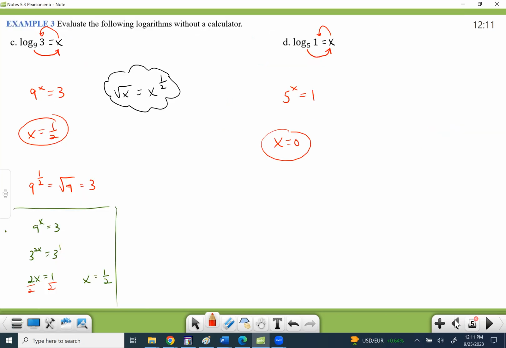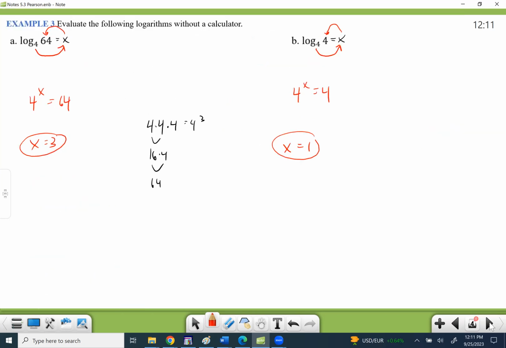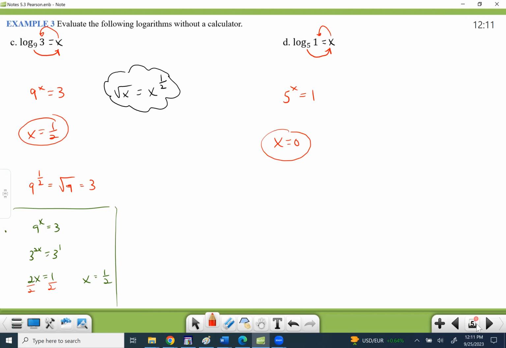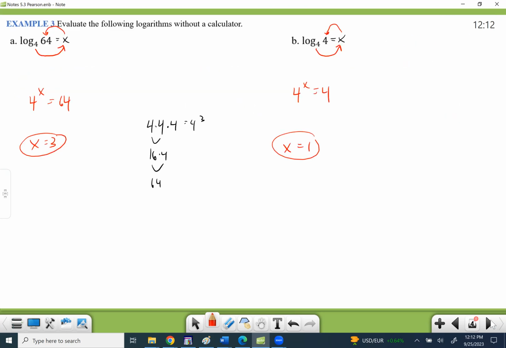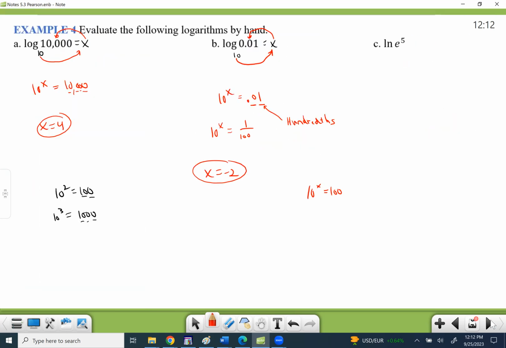Go back to this example. Where were we? Did I erase it? No, I didn't. Okay. 3 to the -2nd. We did it down here. Well, that's 1 over 3 to the +2nd. And that's where the 9 comes from. So it's very similar to that problem. Once you see the 1 over whatever, you know it's going to have a negative on it.